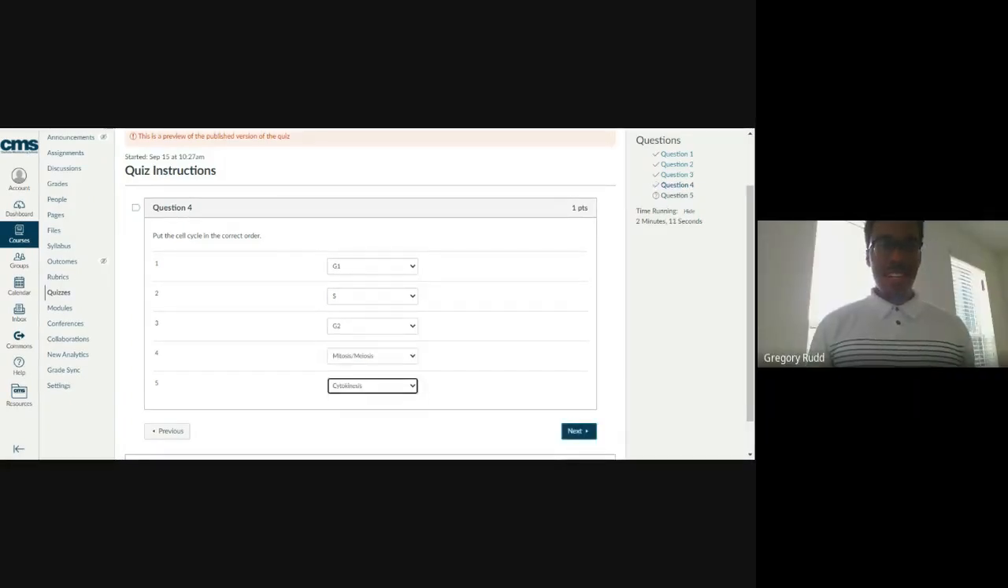All right, so can someone just tell me quickly what happens in these stages? So in the first stage, Ayana told us that that's G1. What happens in G1?